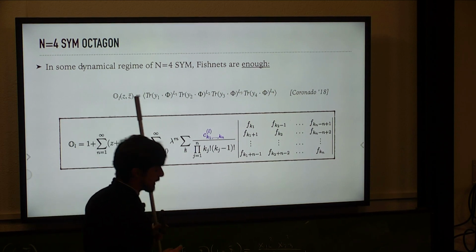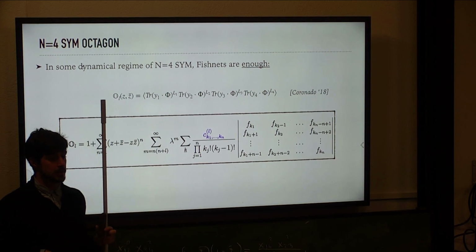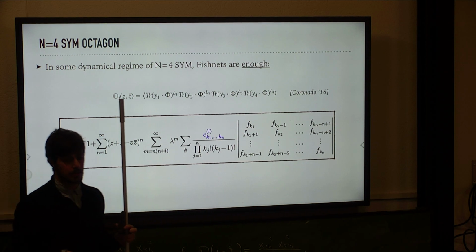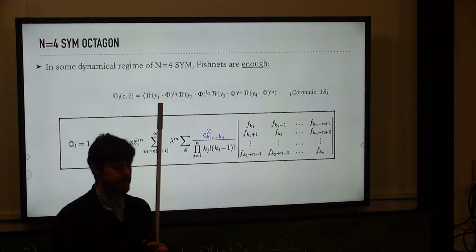The corrections are exponentially suppressed in L. So it's like coupling to some power, like coupling to power L or something. Right. Exactly.